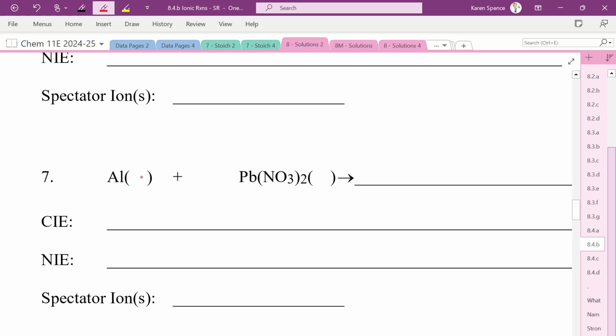Aluminum. What state? Solid. And if we are going to be reacting it with lead nitrate, does it make sense that we would be putting solid lead nitrate with a solid and having a reaction? No. What would we do with our lead nitrate so it can react with the aluminum? It's going to be aqueous. Okay.